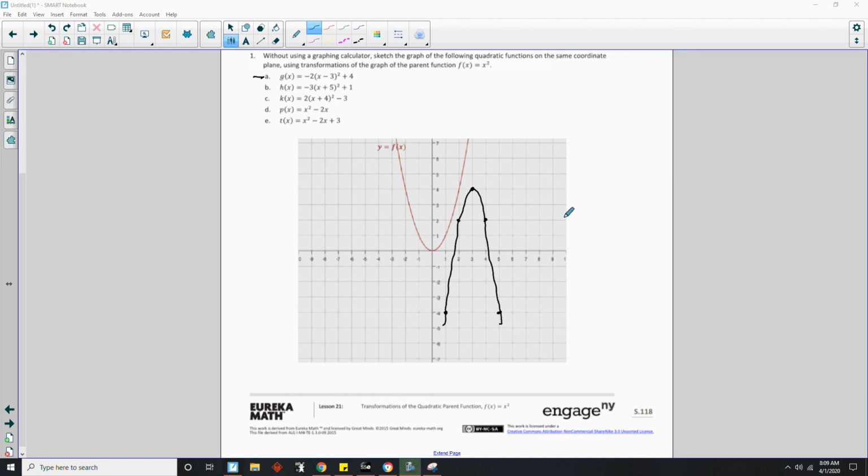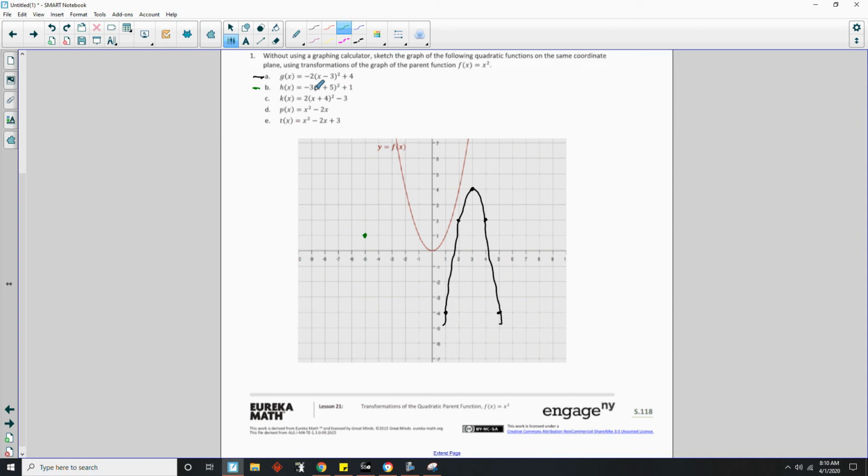Okay, so there's the function graphed. That is g of x. So I'll change colors to green, and I will do part B now, right here. So we always want to find the vertex first, so that would be left 5, up 1 from the origin. 1, 2, 3, 4, 5, up 1 is right here. So there's our vertex. Axis of symmetry is x equals negative 5.